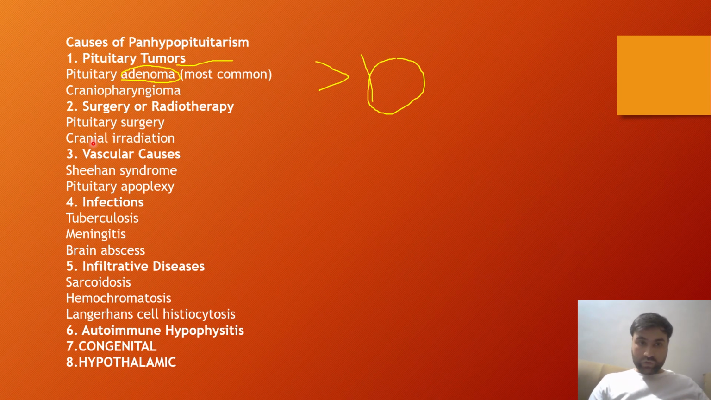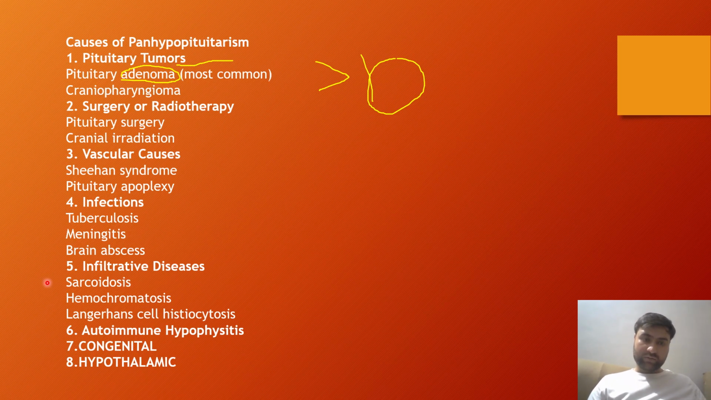of the pituitary. Then vascular causes like Sheehan syndrome, for example, a patient who is pregnant and undergoes postpartum hemorrhage, then due to that postpartum hemorrhage, the blood flow to the pituitary is decreased, and as a result there is pituitary necrosis leading to Sheehan syndrome. Pituitary apoplexy means there is a bleed inside the adenoma of the pituitary, and as a result panhypopituitarism can develop.